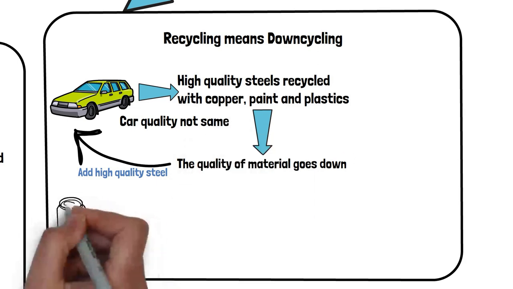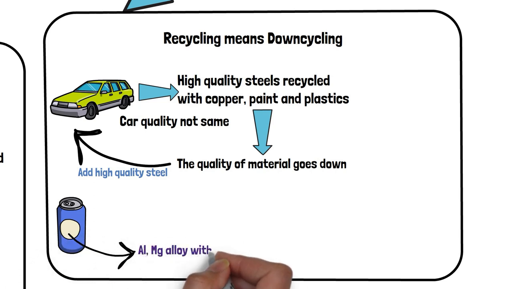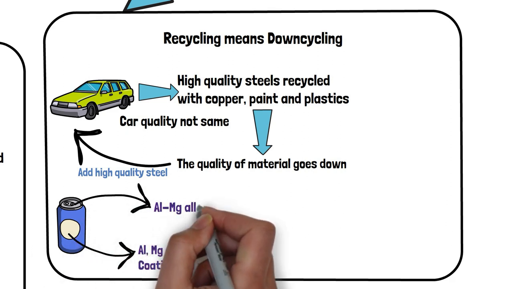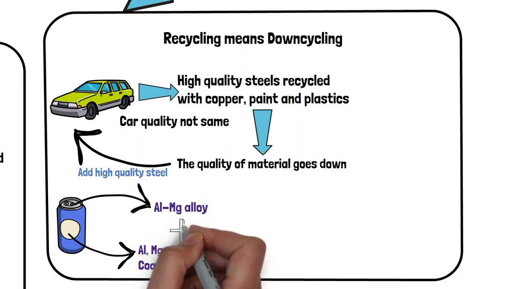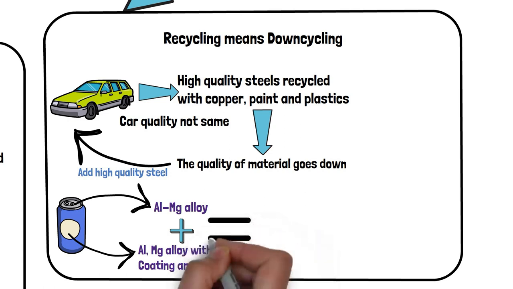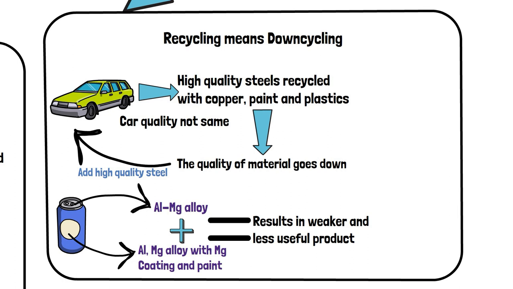Another good example is a soda can, which consists of two kinds of aluminium. The wall is composed of an aluminium-magnesium alloy with some magnesium, plus coating and paint, while the harder top is a different aluminium-magnesium alloy. Now imagine what happens when these materials are mixed together. Their properties change. That's exactly what happens in conventional recycling. These materials are melted together in order to be recycled, resulting in a weaker and less useful product.